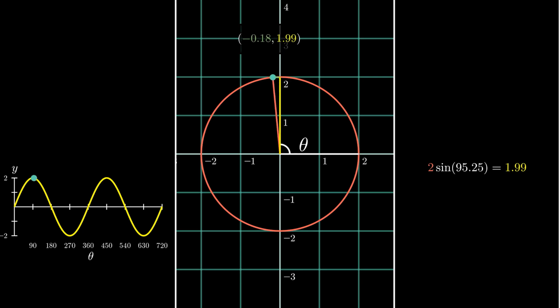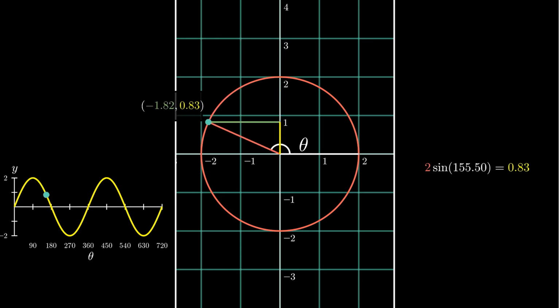The third ordered pair is sine of 180 degrees, also known as sine of pi radians, which on a circle of radius 2 is the ordered pair negative 2, 0. As you can see, the shadow is again 0 because the shadow has no length along the y direction. Notice this is 0 on the graph on the left that is displaying y versus theta.